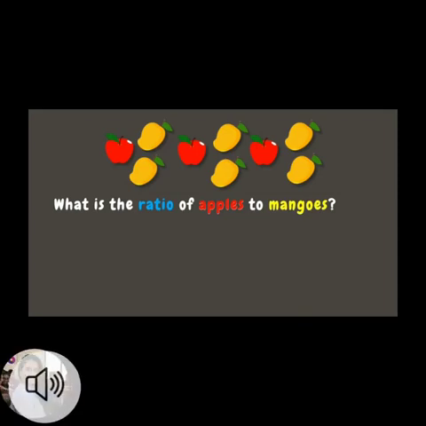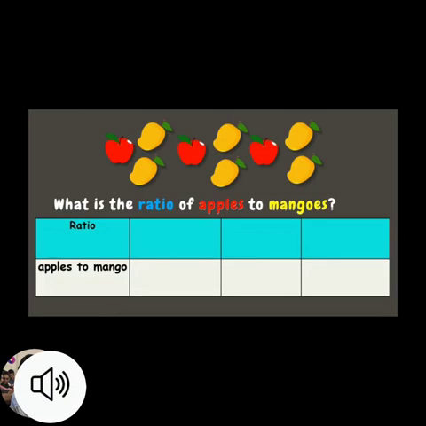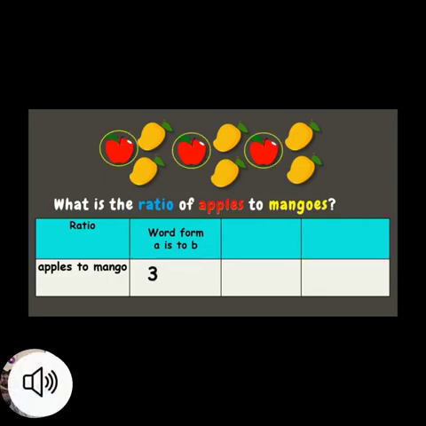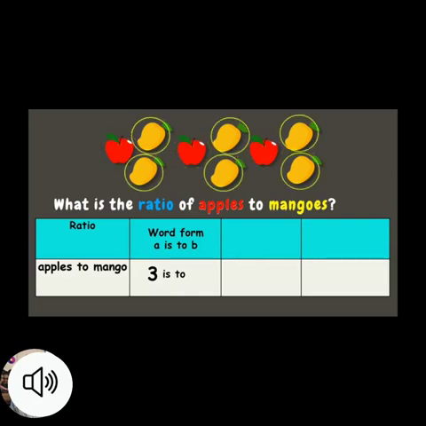Here we have the ways of writing the ratio. The first one is the word form, which is A is to B. Here we count the first item, 3 apples. We write 3 is to. And the second item is the mangoes. We have 6 mangoes. That means 3 is to 6.